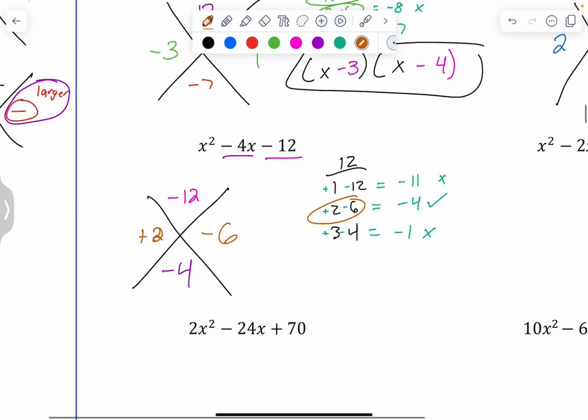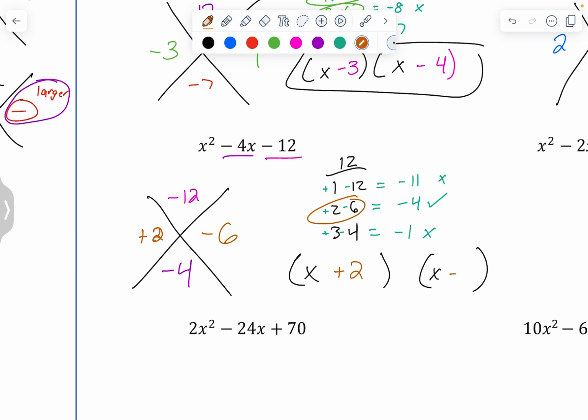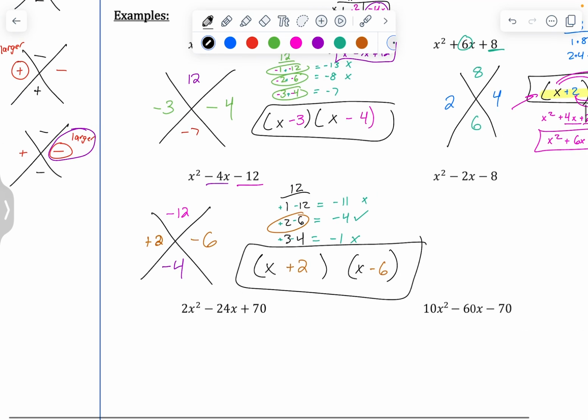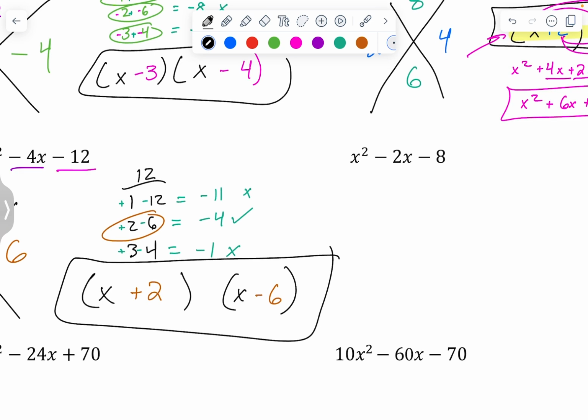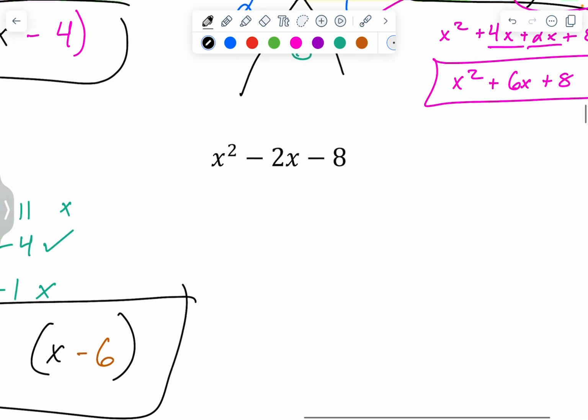Okay, so let's take a look. Is positive 2 times negative 6 negative 12? The answer is yes. And is positive 2 plus negative 6 negative 4? The answer is also yes. So I take my factors: it's going to be x plus 2 and x minus 6. And there we go. Again, you can FOIL or box. We've done that a couple times, but you do not have to at this point. Okay, last one with these kind of groups, and then we'll try something new.